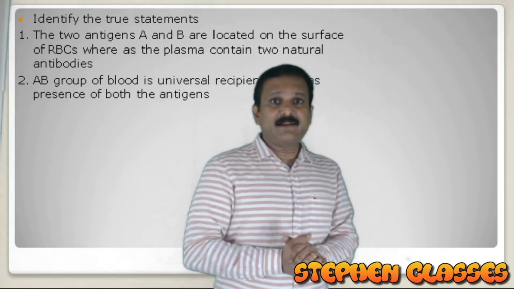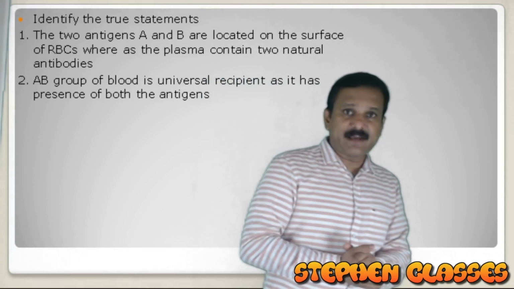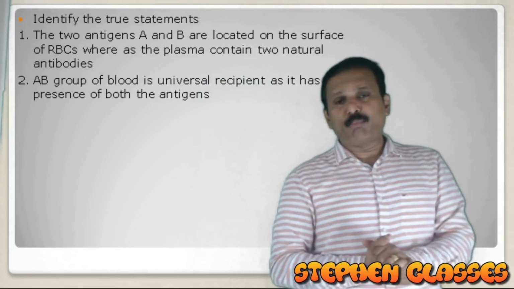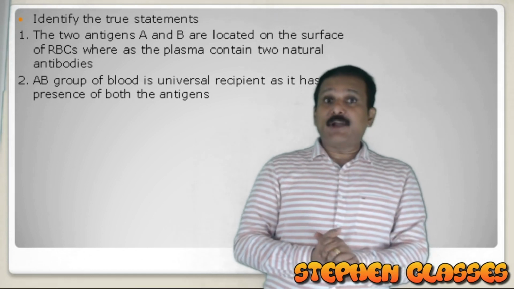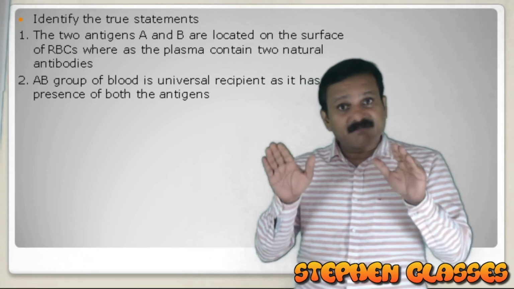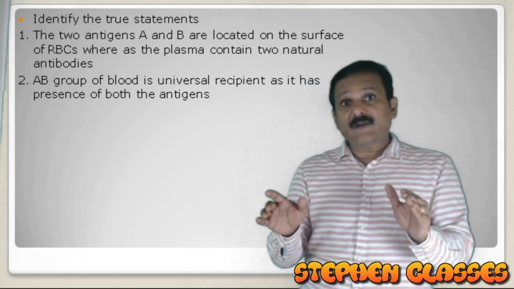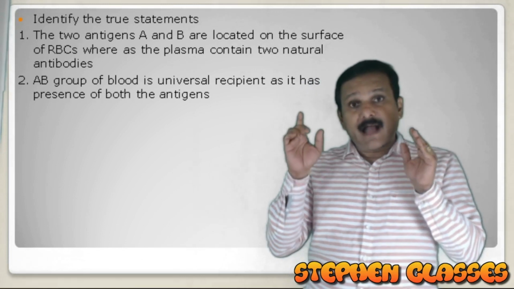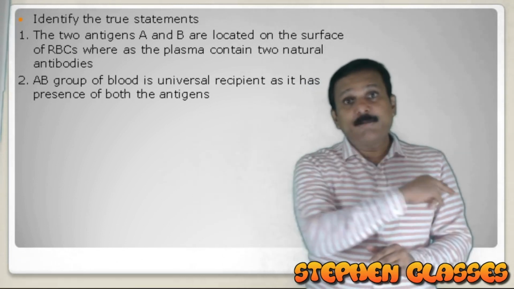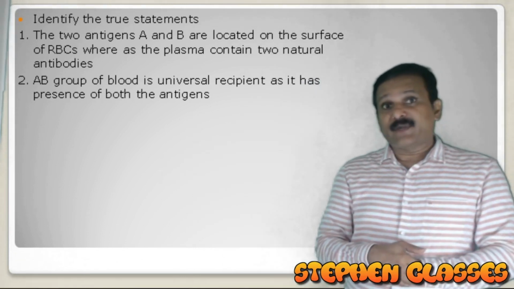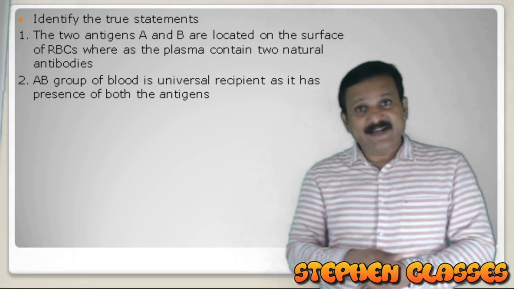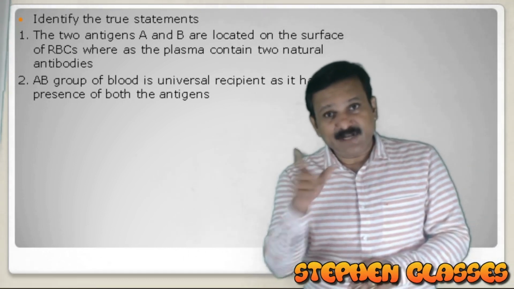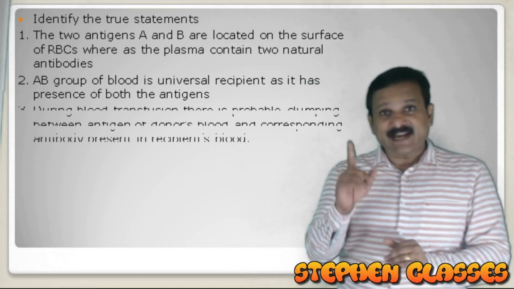AB group of blood is universal recipient as it has presence of both the antigens. This is wrong, because AB group of blood is a universal recipient because it is having absence of antibodies in the plasma. So here, because antibodies are absent, AB group is considered as a universal recipient. So the second statement is wrong.